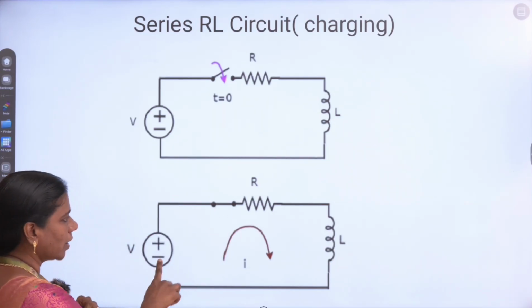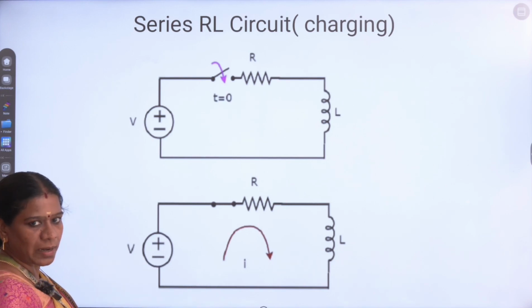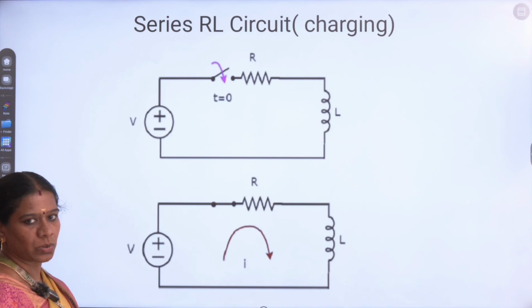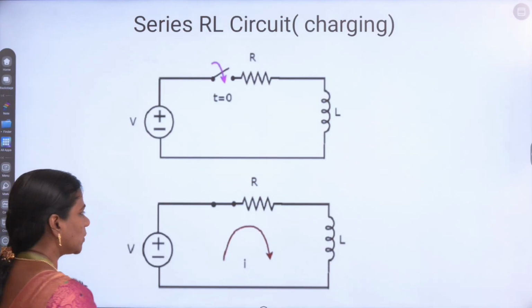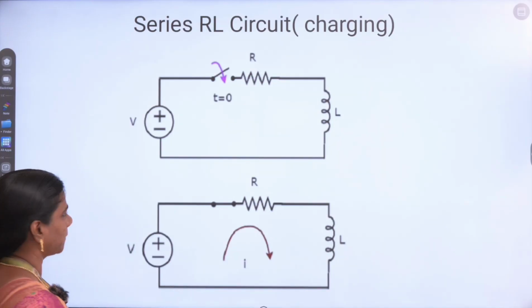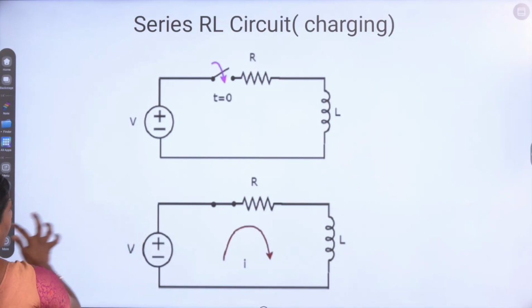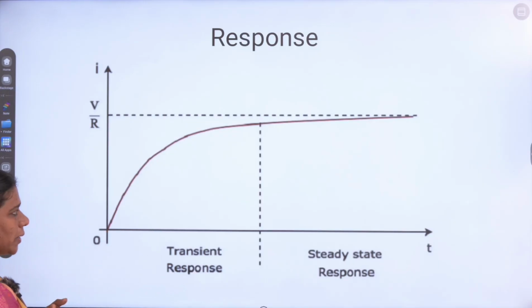Now at this time R and L will be in series, and before reaching the steady state value, what is the response of the circuit? What about the current passing through the circuit? That we have to calculate. That is nothing but the current passing through your RL circuit, the transient current. The response of the circuit will be like this only. The mathematical terms we will discuss in the formula problem.